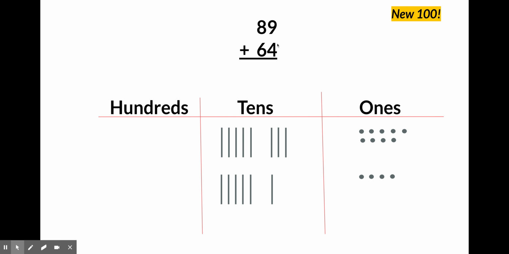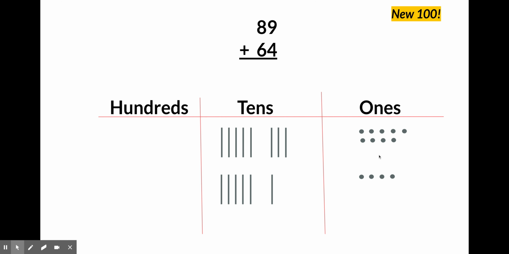One thing I want you to notice, I have my ones and my tens lined up. That's really important. Now I'm going to start in the ones place. I have 9 ones and 4 ones. 9 plus 4 is 13. If I don't know that, I can always just count on.